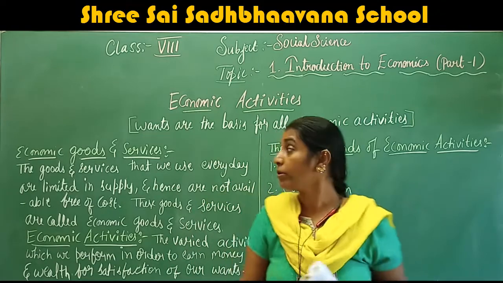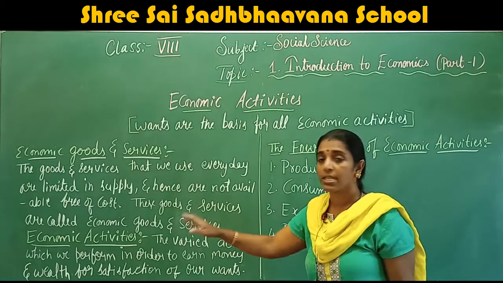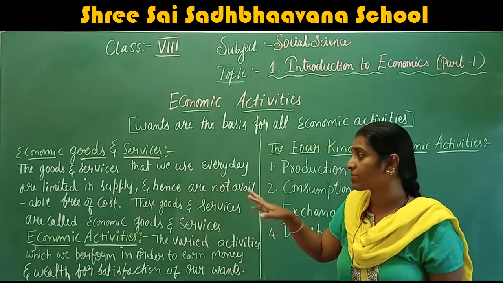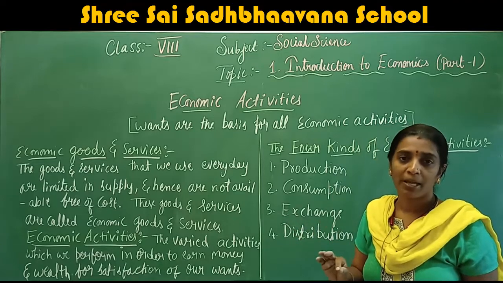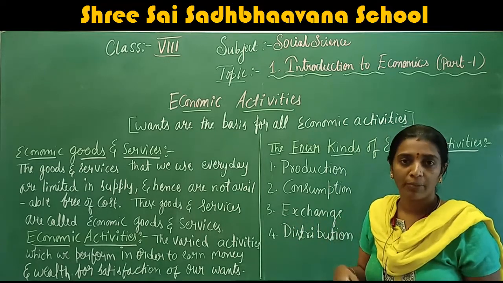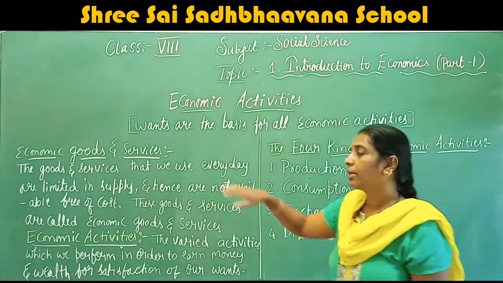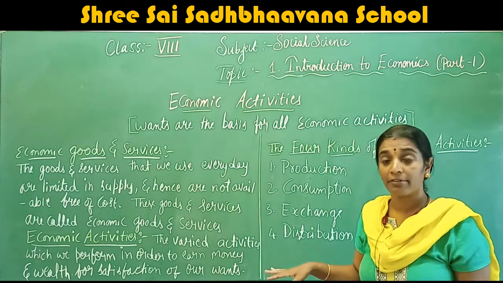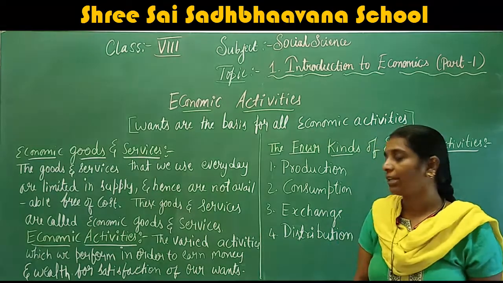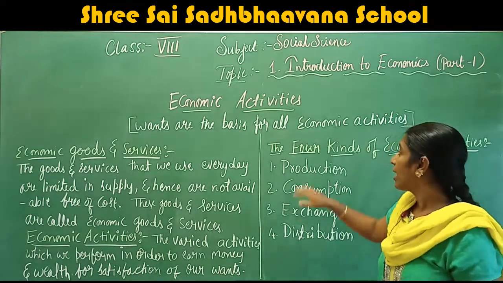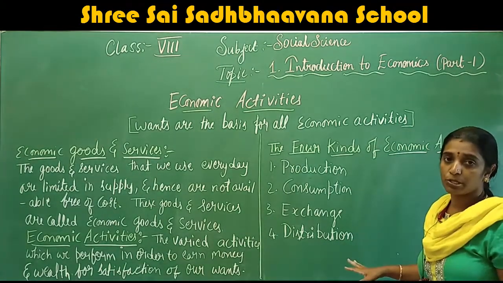Yes, children, I hope you understood about economic activity, what economic goods and services are. Economic goods and services means the goods and services that we use in everyday life, which are limited in supply. We will not get them free of cost. We have to pay the price for them. That is known as economic goods and services. Economic activity means the varied activities which we perform in order to earn money and wealth for the satisfaction of our wants. And the four kinds of economic activity are production, consumption, exchange, and distribution.